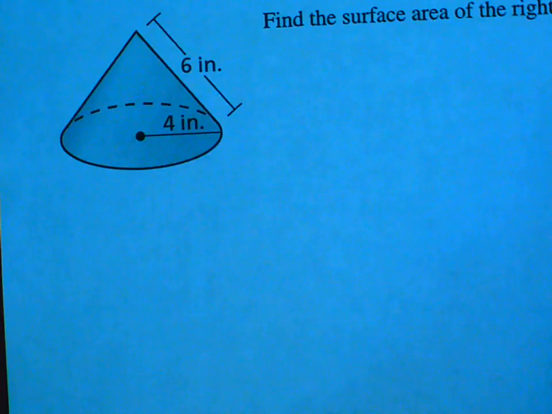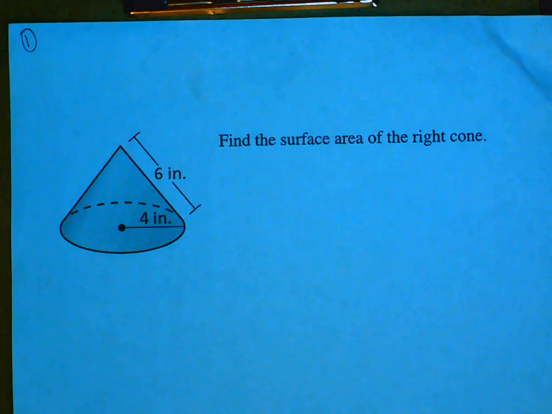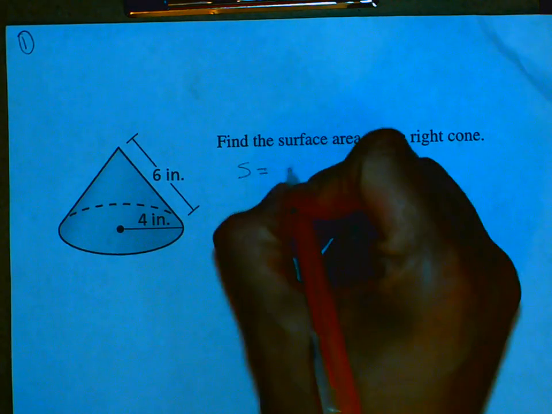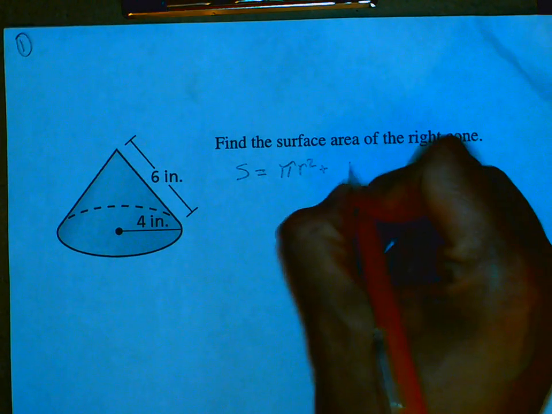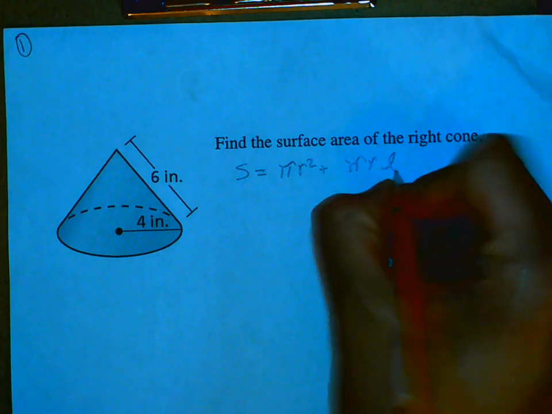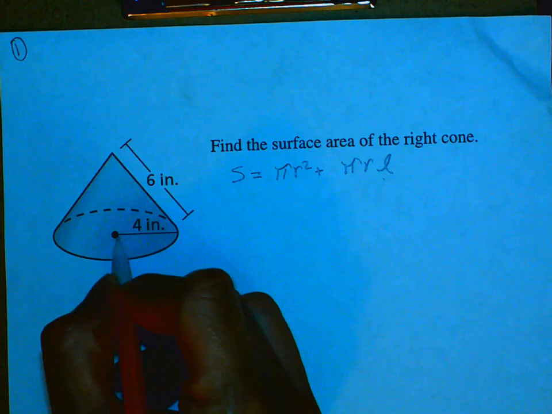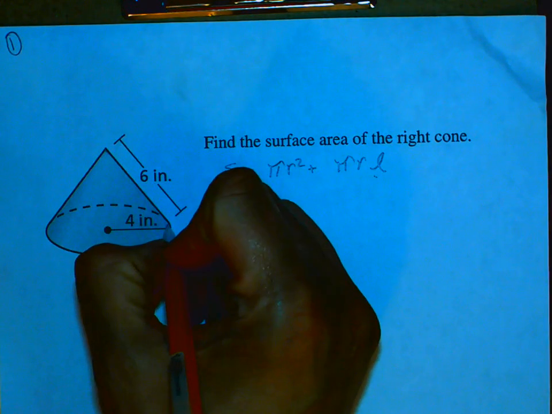Here's number 1. In problem number 1, they want me to find the surface area of the right cone. So remember, the surface area is pi r squared plus pi r L. Remember that L is the slant height. So we need to identify what is the radius. The radius is 4, and the slant height happens to be 6.